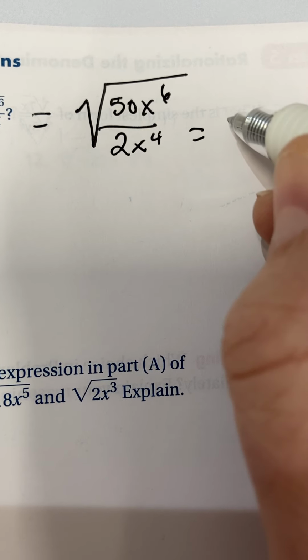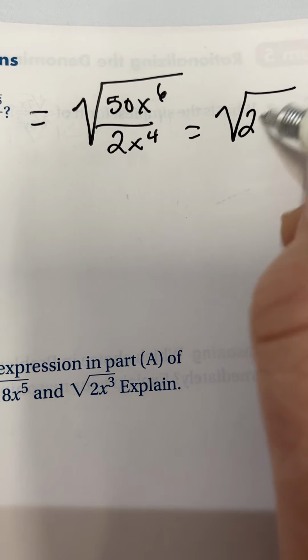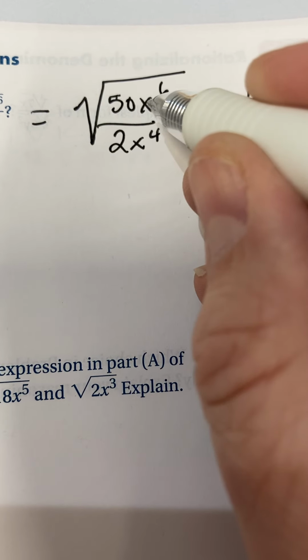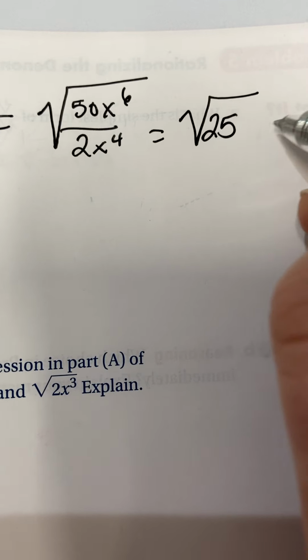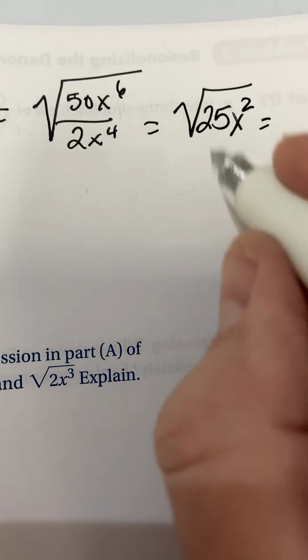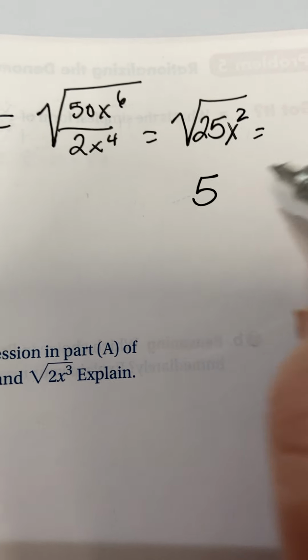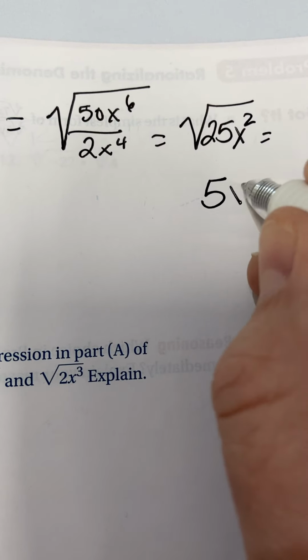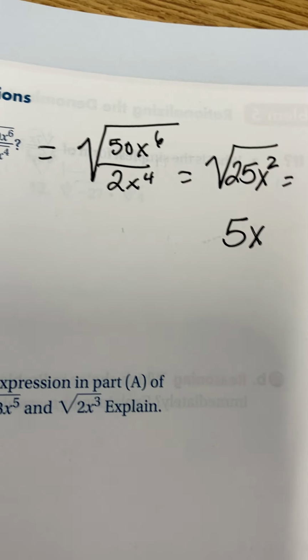Well, 2 goes into 50 25 times. On the division, I'm going to subtract my exponents. So x to the 6th minus x to the 4th is an x squared. Well, if I have that, we just did this on the last lesson, the square root of 25 is 5, and you're going to have a squared on here, and 2 goes into 2 1 time. So you get 5 to the x power.